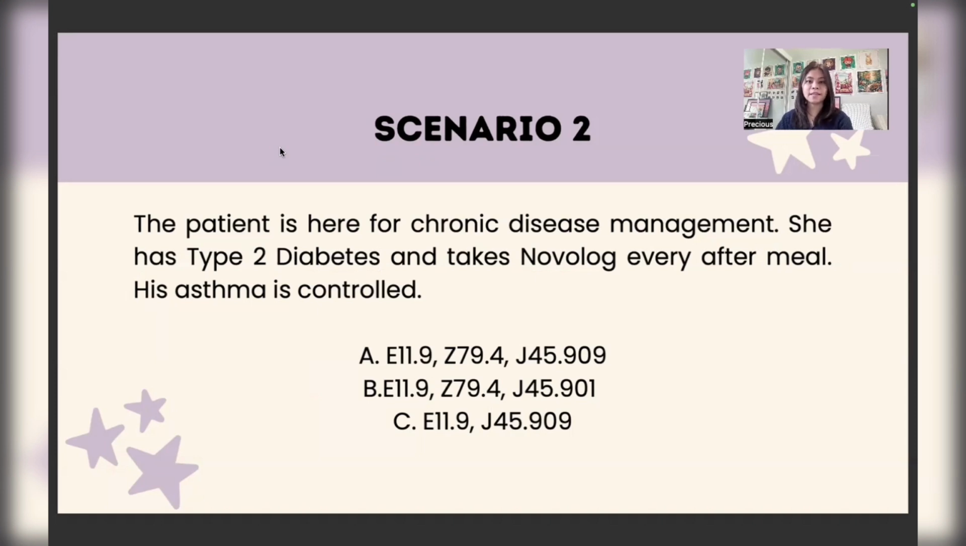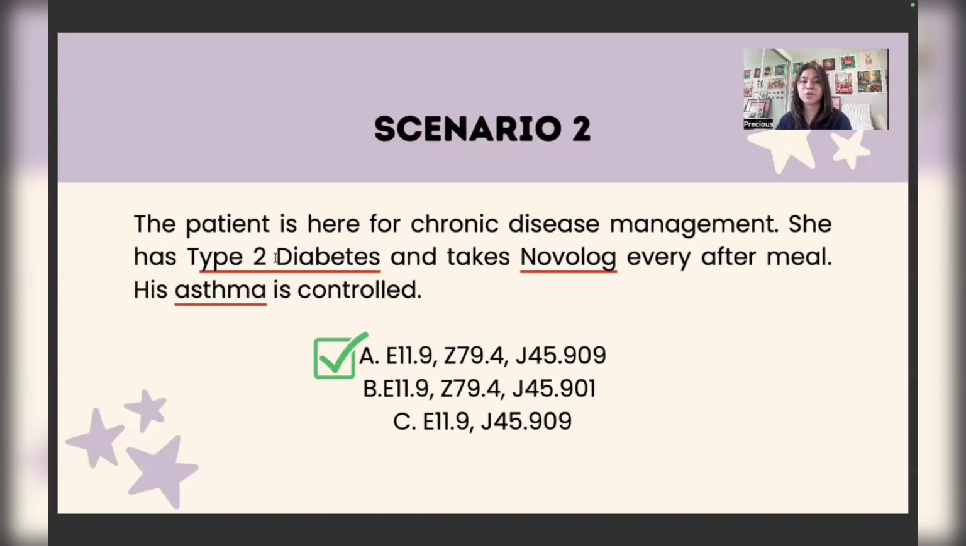I'll give you 3 seconds to lock in your answer. If you need more time, please pause this video. All right. The correct answer is letter A, E11.9, Z79.4, and J45.909. So we have type 2 diabetes and asthma.